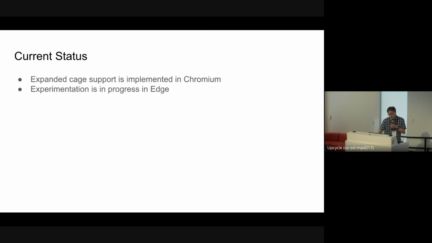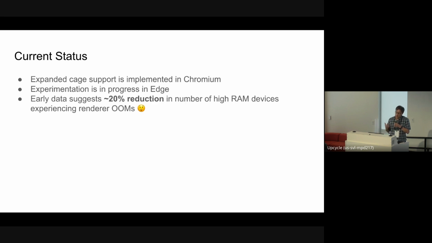So the current state of this project, we've implemented support for the expanded cages in Chromium in the V8 repository. We've started an experiment on the Edge team to see how well these changes are helping users. It's still running. I can share in the early data, we've seen some encouraging results on Windows devices with 16 gigs of available RAM. We're seeing potentially a 20% reduction in the number of these devices that are experiencing renderer OOMs. However, since I've written this slide, I have also seen one other effect, which is an increase in renderer processes that are being killed by the sandbox.